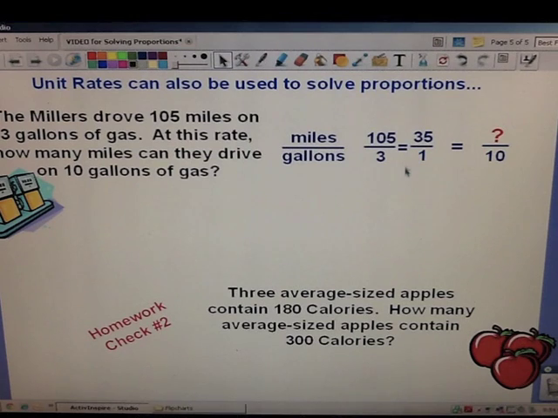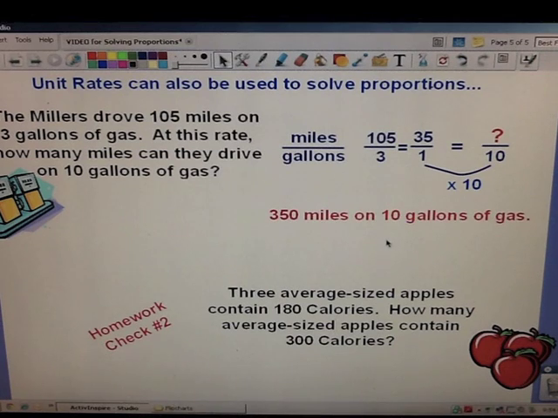So 105 divided by 3 is 35. 3 divided by 3 is 1. So our unit rate is 35 to 1. Then we can see, 1 times 10 will give us 10. So do the same thing to the numerator. 35 times 10 is 350. So our answer is 350 miles on 10 gallons of gas.